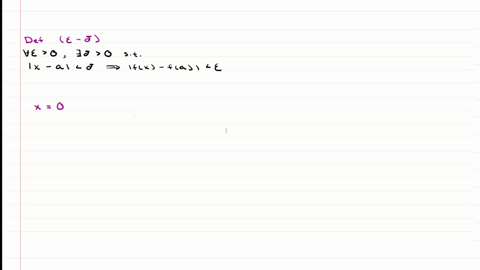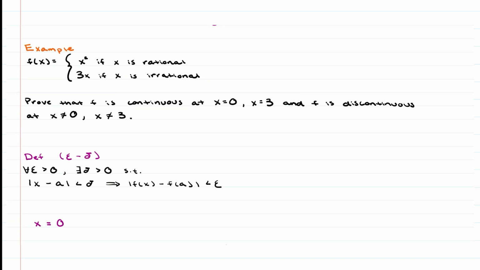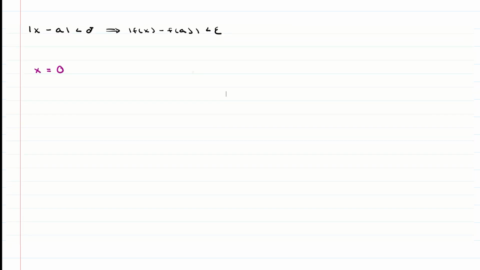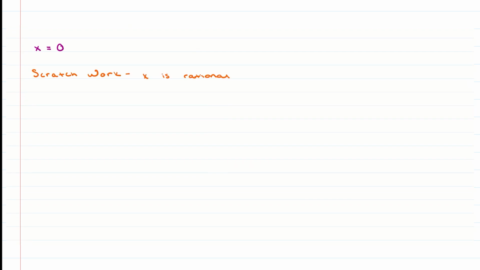So we're starting off with point x equals 0, and also notice that we're given a piecewise function. And in our piecewise function, we have two conditional statements, and this means that we're going to have two separate cases. The first line in our piecewise function says that f of x equals x squared if x is rational. So let's start off by doing scratch work for the first case, which is that x is rational.